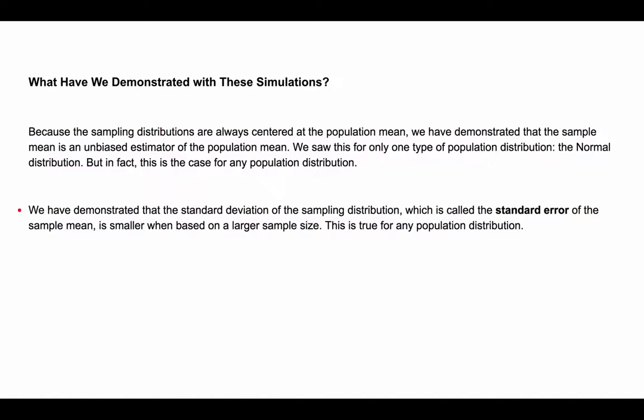We have demonstrated that the standard deviation of the sampling distribution, which is called the standard error of the sample mean, is smaller when based on a larger sample size. So when I say standard error, I mean the amount of horizontal spread, and it gets smaller the bigger the sample size we use. This is true for any population distribution.